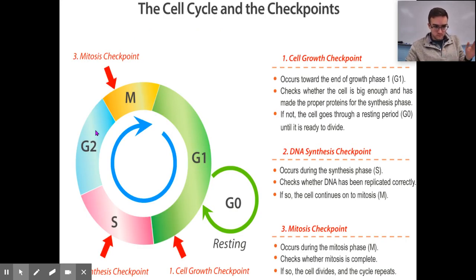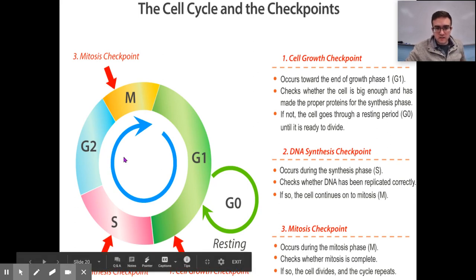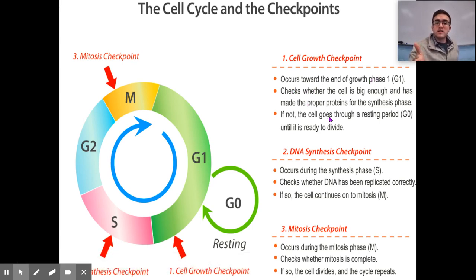So what do these checkpoints look like inside the cell? Here's our cell cycle picture, and here's where they're at. The G1 checkpoint, the cell growth checkpoint, is down here. It occurs at the end of growth phase 1. It checks whether the cell is big enough and has made the proteins for synthesis. If not, the cell goes back through a resting period we call G0. Cells are at rest until ready to divide.